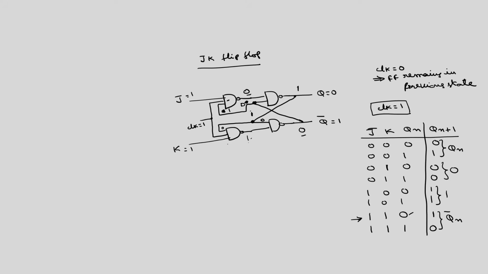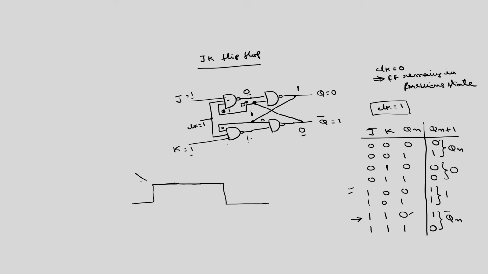Now, if you clearly observe here, there is some problem. Of course, it will allow the J equal to K equal to 1 condition, and it is not giving any ambiguous state, but still there is some problem. If you clearly observe this circuit, if I start with J is equal to 1, K is equal to 1, I can explain this with the help of a clock diagram. This is the clock where clock is equal to 1, because this truth table is valid only when clock is equal to 1.